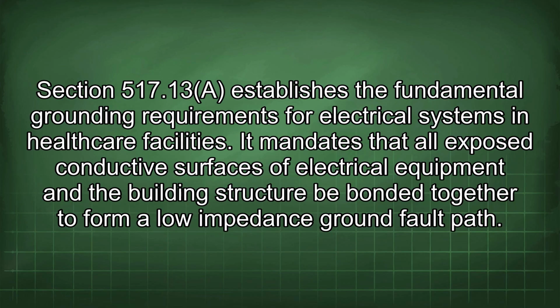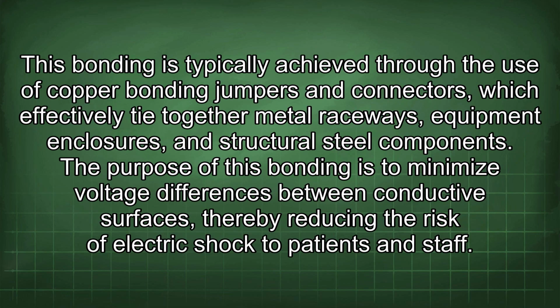Section 517.13 establishes the fundamental grounding requirements for electrical systems in healthcare facilities. It mandates that all exposed conductive surfaces of electrical equipment and the building structure be bonded together to form a low-impedance ground fault path. This bonding is typically achieved through the use of copper bonding jumpers and connectors, which effectively tie together metal raceways, equipment enclosures, and structural steel components. The purpose of this bonding is to minimize voltage differences between conductive surfaces, thereby reducing the risk of electric shock to patients and staff.